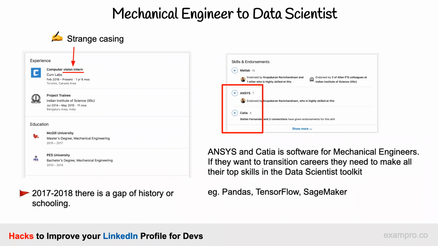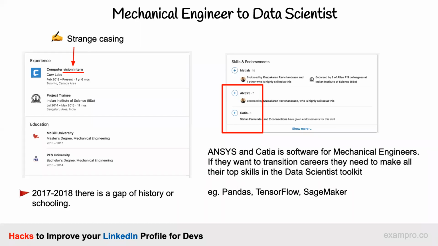But outside of Toronto, people might be more superficial about this kind of stuff. And it wouldn't be such an issue if it was consistent, right? So down here we have project trainee, and that's capitalized, and this is lowercase. But again, superficial, but some people actually do care about it.